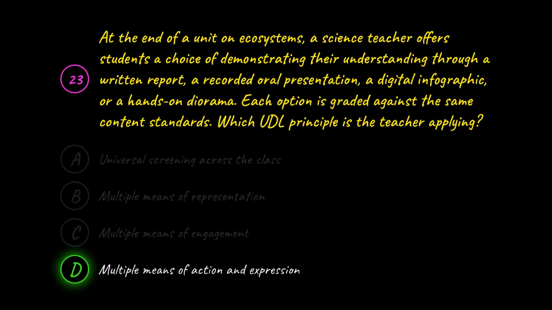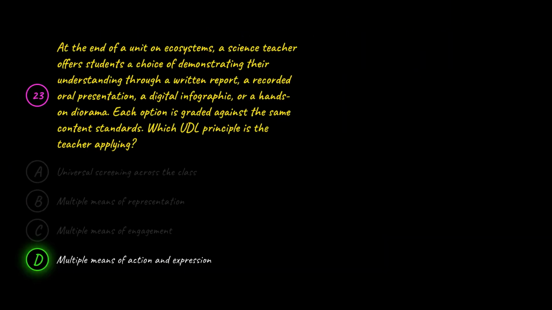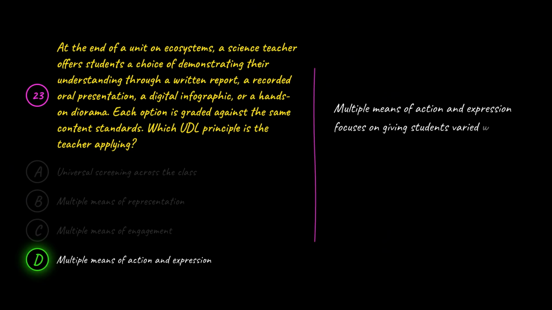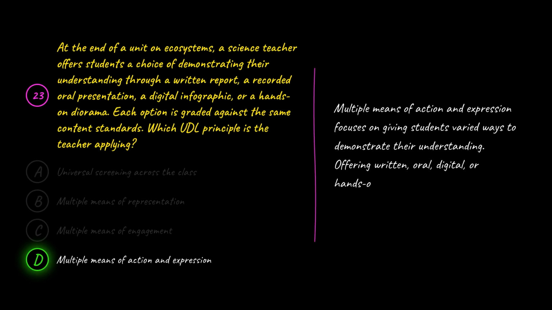The correct answer is D. Multiple means of action and expression. D is correct because multiple means of action and expression focuses on giving students varied ways to demonstrate their understanding. Offering written, oral, digital, or hands-on output is the textbook example of this principle.